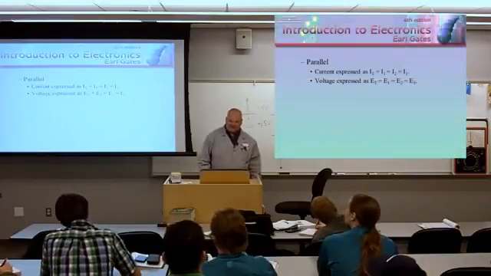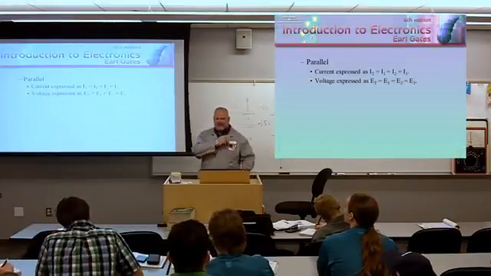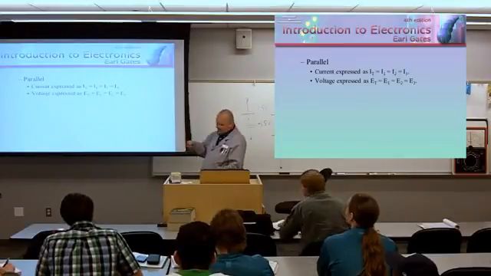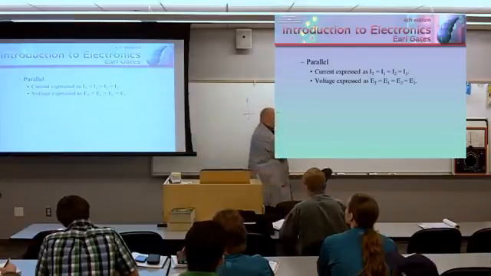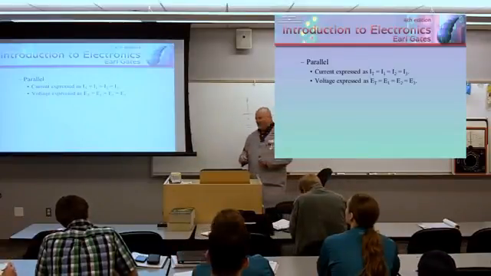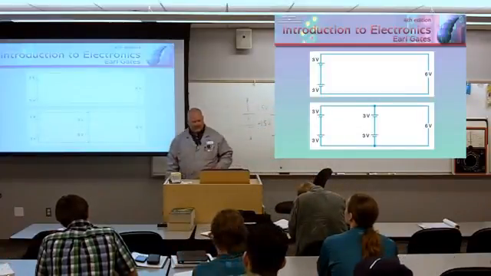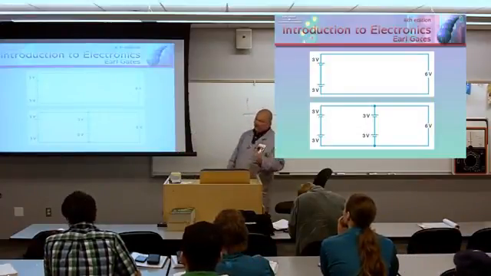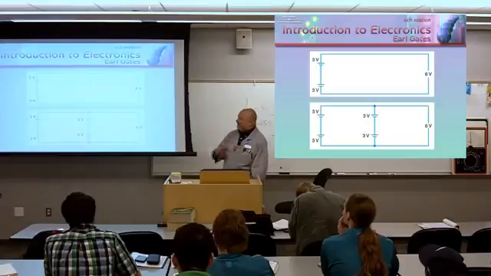In parallel, and again, this is a typo here. These should not be equal signs. This should be total current is equal to I1 plus I2 plus I3. Let me show you this one. Actually, let me just go to the next slide and I'll show you on the slide. This is what we were talking about, or this is what I was talking about.